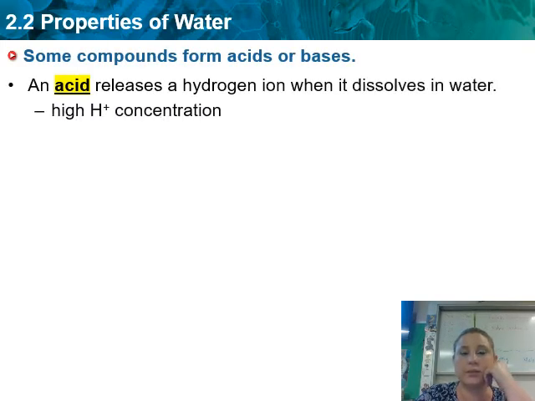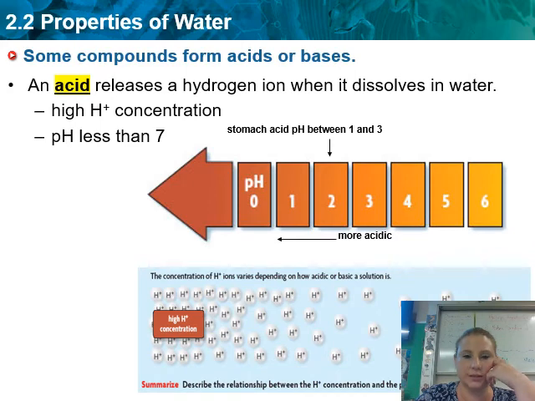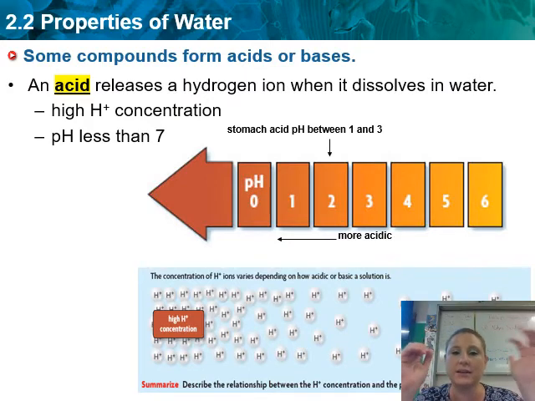And then we also have some compounds that form acids or bases. And an acid releases a hydrogen ion, charged hydrogen, when it dissolves in water. So we have a high H plus concentration. And you can find acids on this acid-base scale. If you remember, it goes from 0 all the way up to 14. But an acid is anywhere from 0 to 6. The stronger the acid, the lower the number. So if we have something that's a 1, that is a super strong acid. It's more acidic.